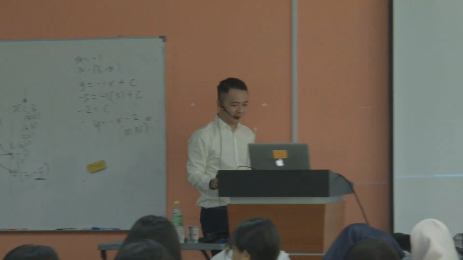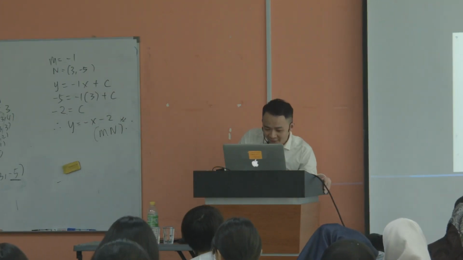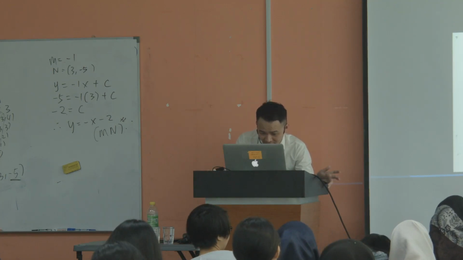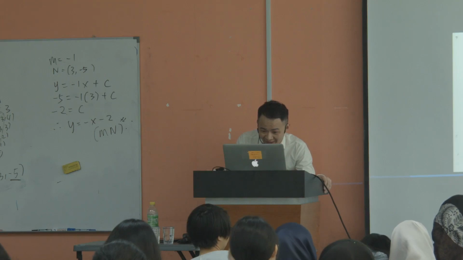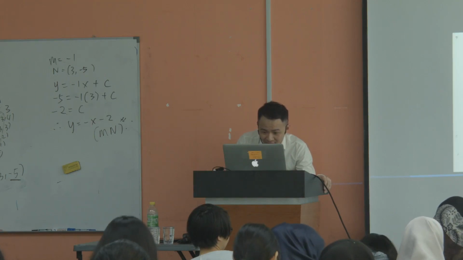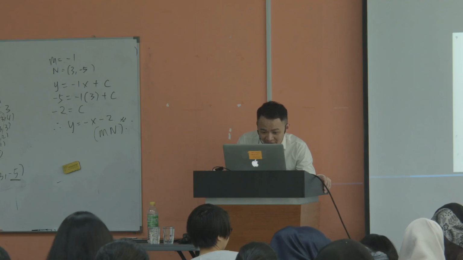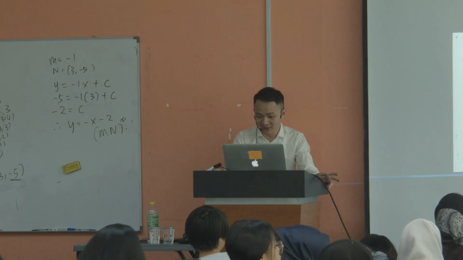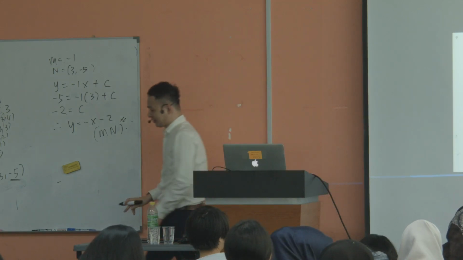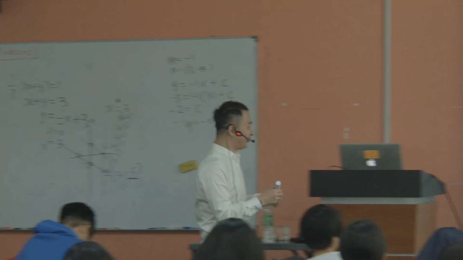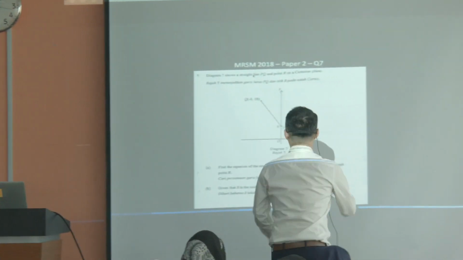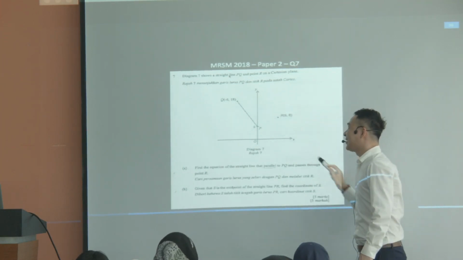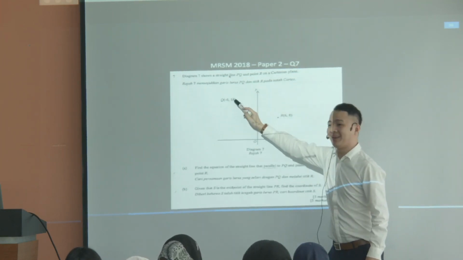Okay, so the next one, find the equation of the straight line parallel to PQ and passing through the coordinate R. Okay, so you want to find the equation of straight line. It parallel to PQ only, it's not PQ, and passing through R. So that means I need to find a line must be parallel to this line. So must have one line like this. This line actually will passing through the R and parallel to PQ.